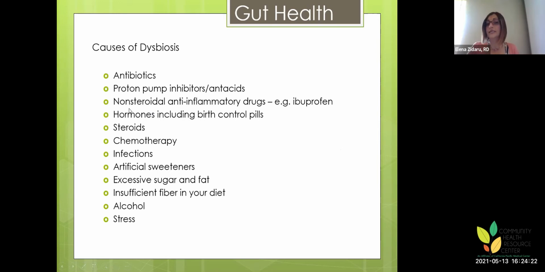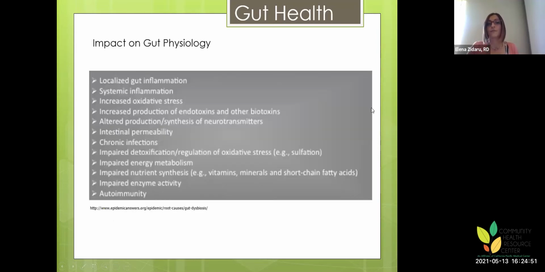Also the NSAIDs, the non-steroidal anti-inflammatory drugs like ibuprofen, so long-term use of that. Hormones, including birth control pills, steroids, chemotherapy, infections, artificial sweeteners, especially when consumed excessively and on a regular basis, excessive sugar and fat in the diet, insufficient fiber in your diet, alcohol, and stress. So those were linked as causes for dysbiosis.